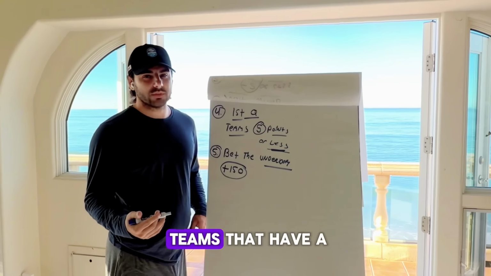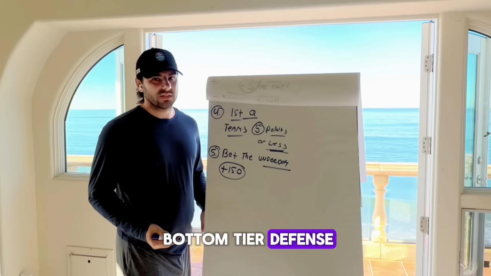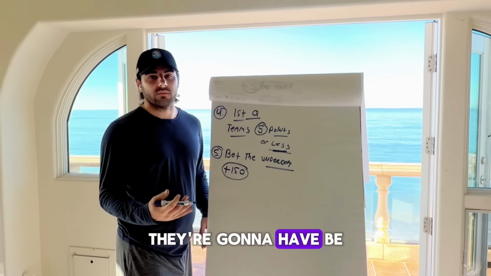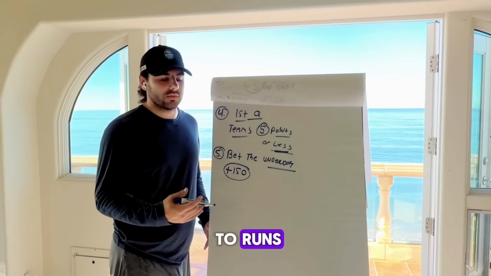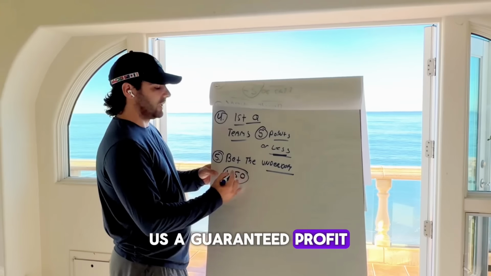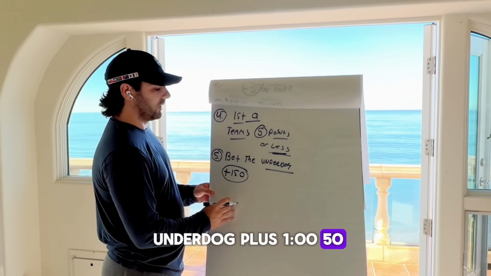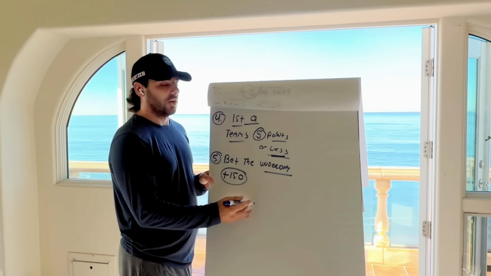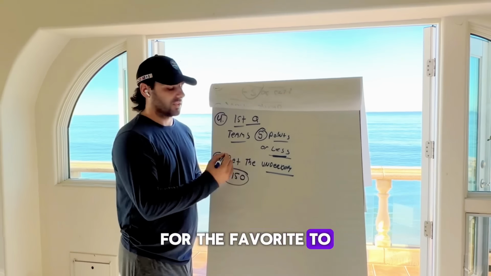When you have two teams with a bottom-tier defense that are not a stout defense that's going to shut the other one out, they're going to be susceptible to runs. That's what we're banking on here to get us a guaranteed profit. So we bet the underdog at plus 150. Now what we're going to do is wait for the favorite to take over on the other side.